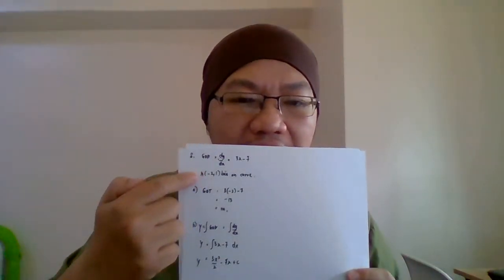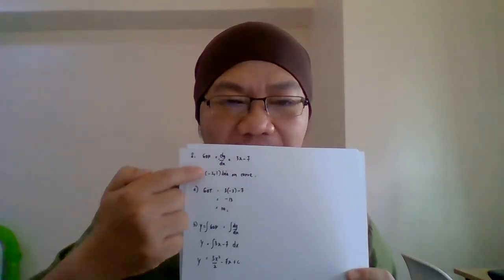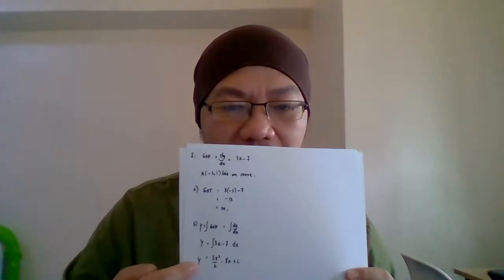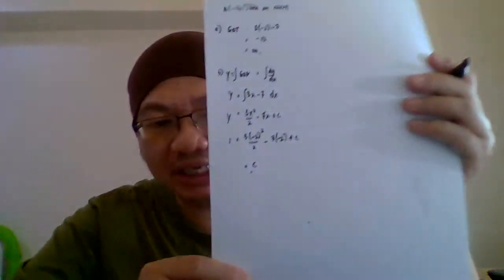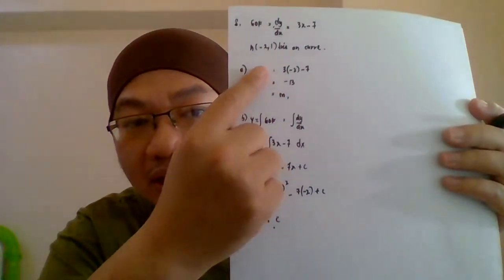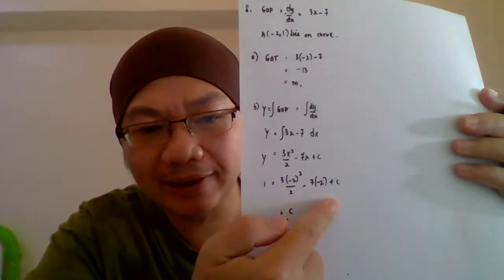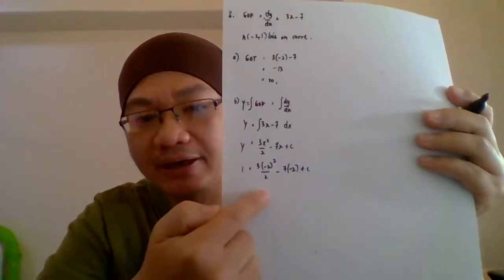Now, c must have a value. That's why the soalan gives us the point it passes through. The point A is on the curve. So this point you must substitute here and find the value of c. So we just sub in 1, 3 times negative 2 squared over 2, minus 7 times negative 2, plus c. We substitute the point negative 2, 1 into the equation. So y is 1, x equals negative 2, and we simplify to find the value of c.